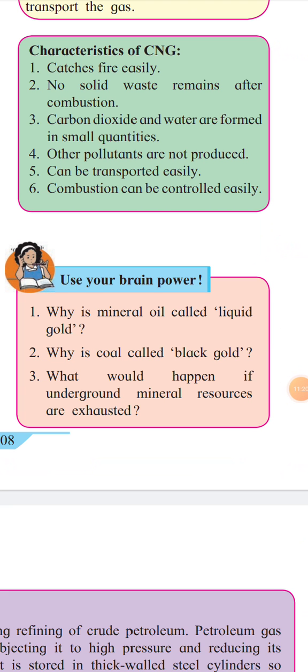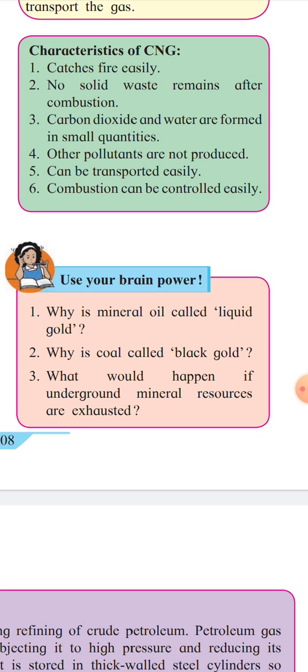Use your brain power. Why is mineral oil called liquid gold? Gold means valuable. Mineral oil is also considered equally valuable, like gold. The whole world needs oil for its energy needs. It is a source of energy. So, since it is a source of energy, mineral oil is also considered to be liquid gold.